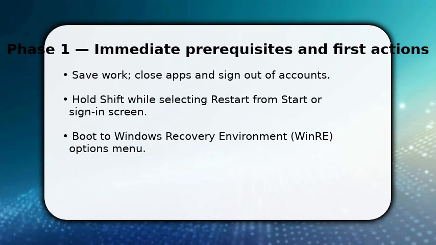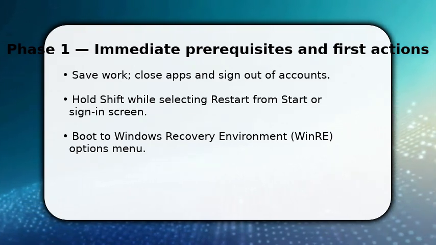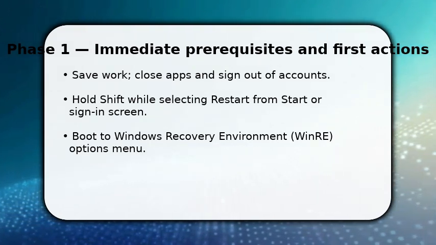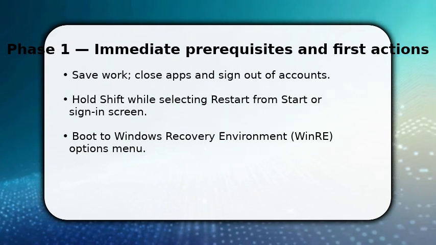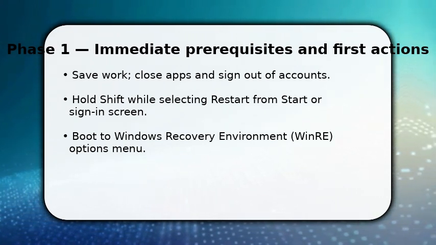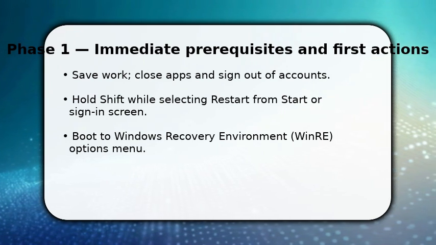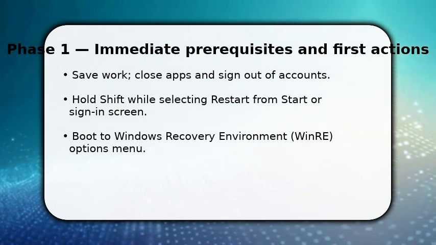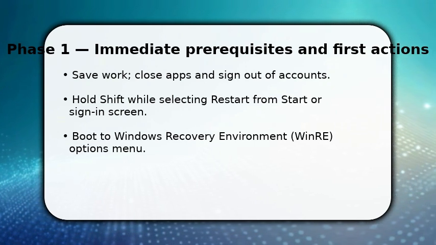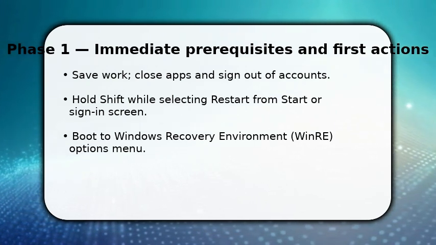You start by saving work and closing programs, then force the system into WinRE. Hold Shift and click Restart from the Start menu or Sign-in screen so Windows opens Recovery Tools. Once WinRE appears, choose Troubleshoot because that gives you access to startup settings and advanced options.